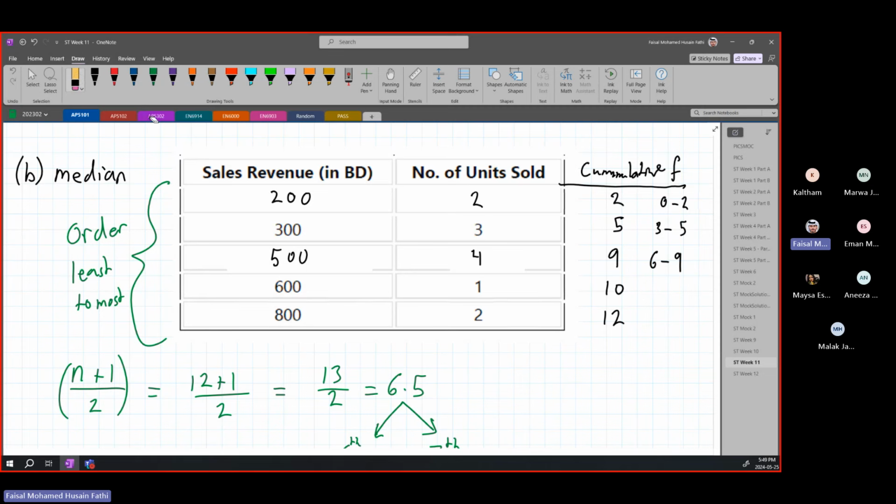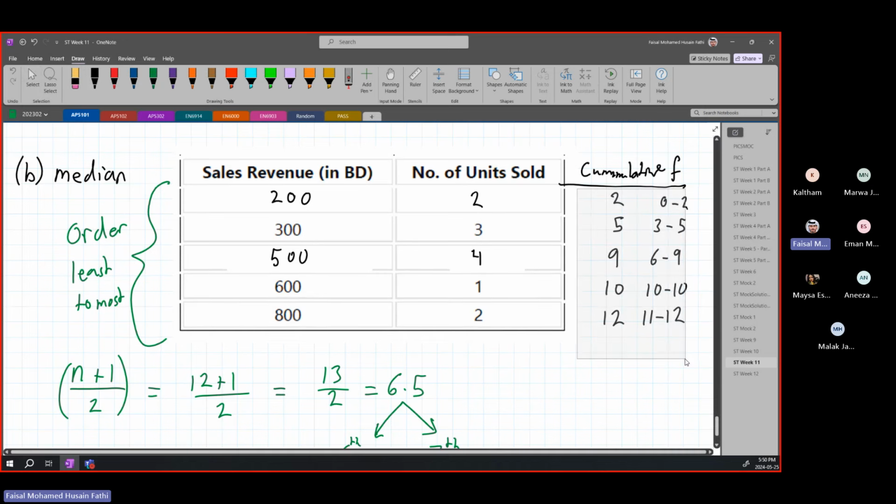Again, let me repeat from the beginning. This is from 0 to 2. And then this is from 3 to 5, which is 3 values. Then from 6 to 9, which is 4 values. Then from 10 to 10, because there is no other value here. It is just from 10 to 10, because we're starting from 10 after 9 and we're ending at 10. And then 11 to 12 over here. This is how it's going to be, because at 10 we only have one frequency.